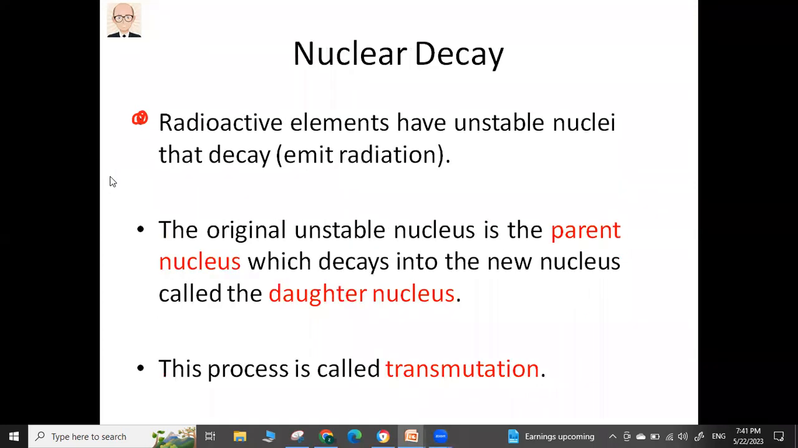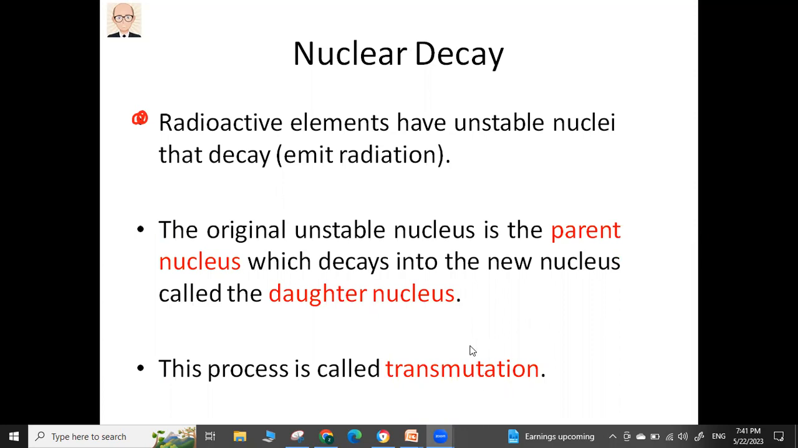So let's continue. The next title is nuclear decay. In nuclear decay, the radioactive elements have unstable nuclei that decay. That means they basically emit radiation. And we said we have three types of radiation: alpha, beta, and gamma. Whenever we have unstable radioactive elements, they will emit radiation, in terms of alpha, beta, and gamma particles.